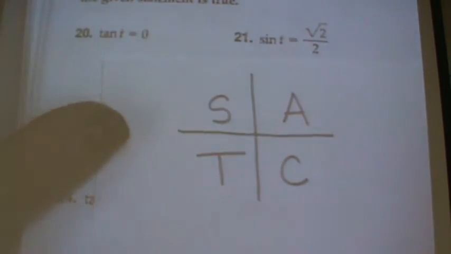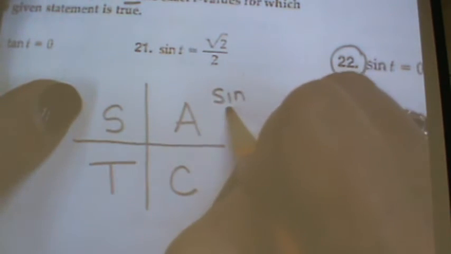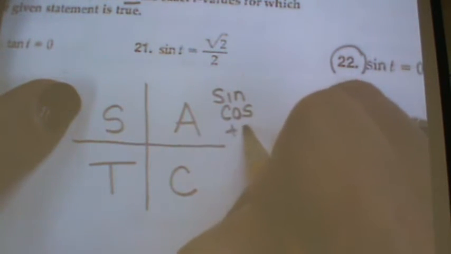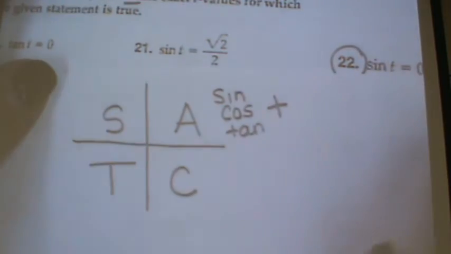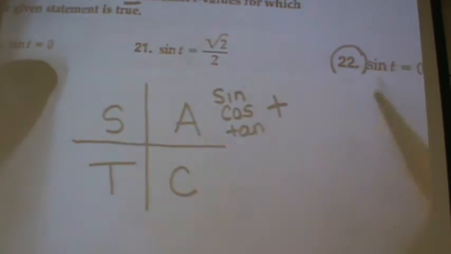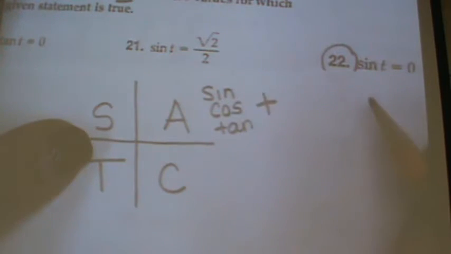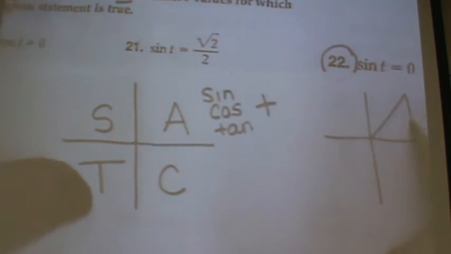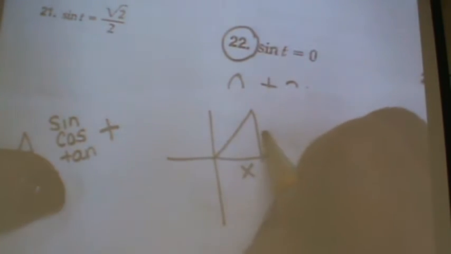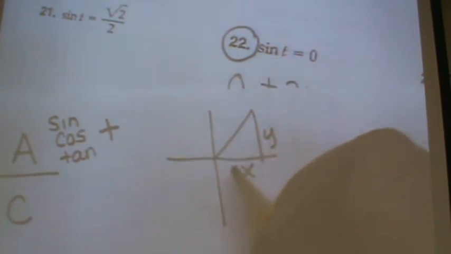Now I want to talk about this really quick. In each of these quadrants, sine and cosine is positive or negative. In quadrant 1, sine, cosine, and tangent are all positive. Why are they all positive? Because when you draw your triangle in quadrant 1, your x value and your y value are both positive, so any ratio you do is going to be positive.